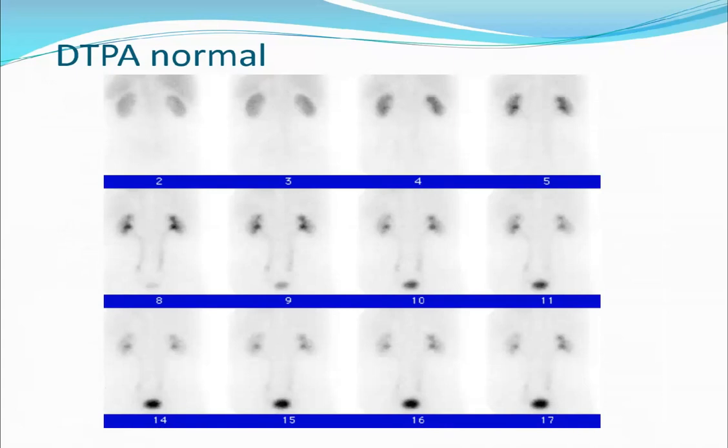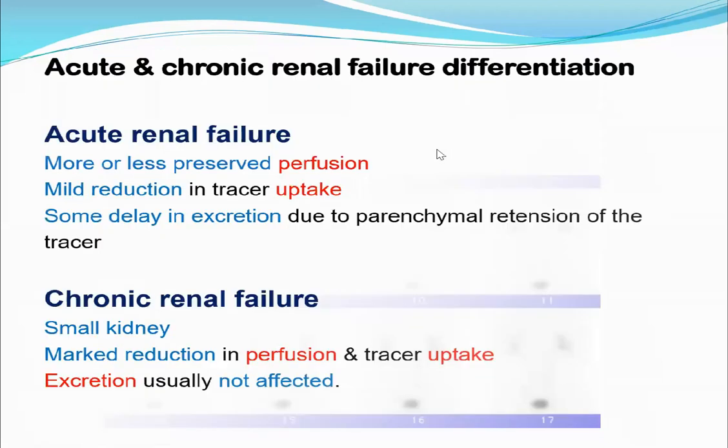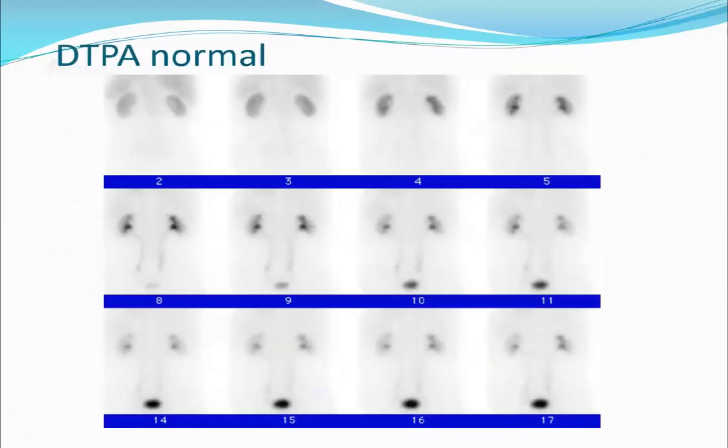This is the remaining part of the scan, which represents the uptake phase. Both kidneys show good tracer uptake, and then begins the excretory phase after that, with complete washout of the tracer by the end of the study and the appearance of the bladder.